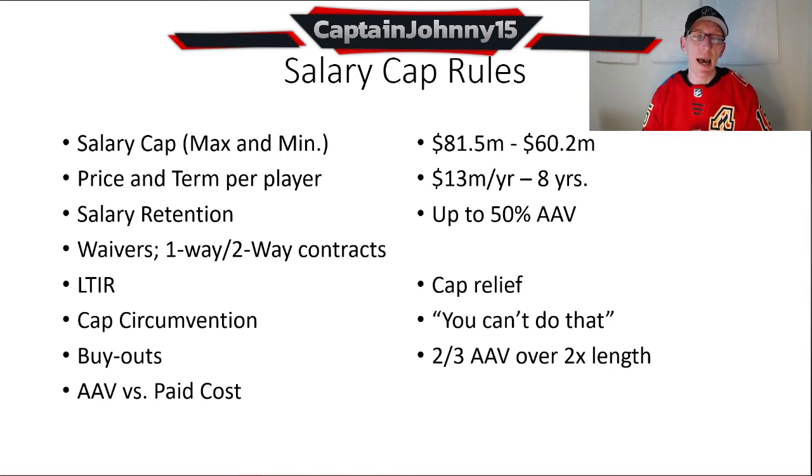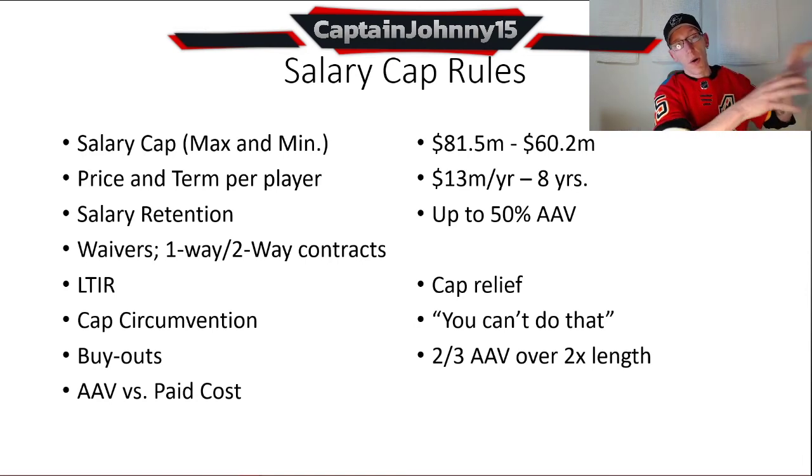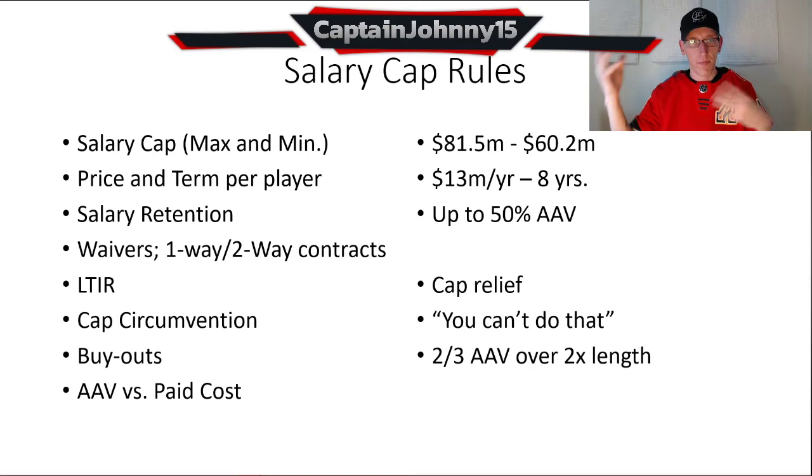Another way that can happen is when players sign a long-term contract, if everything's paid out in bonuses and top-loaded, so all of their bonuses get paid out at the beginning, and then their salary goes down to $500,000, whatever, or the payout comes at the end of their contract. That would be considered cap circumvention.